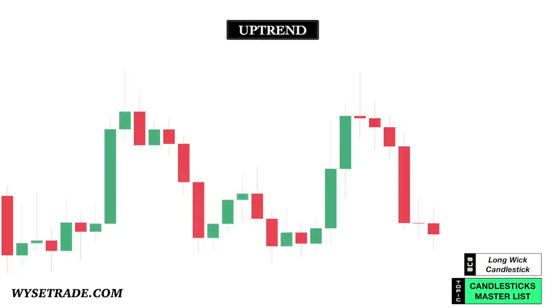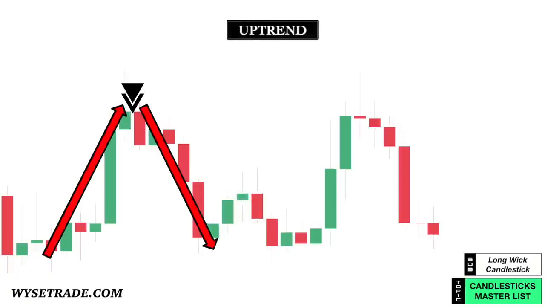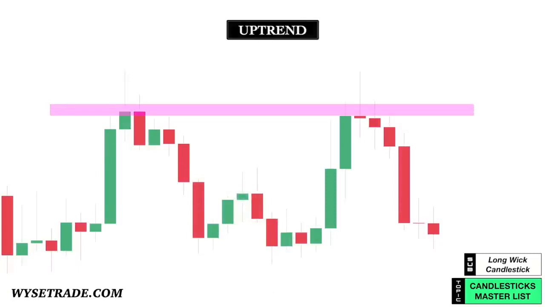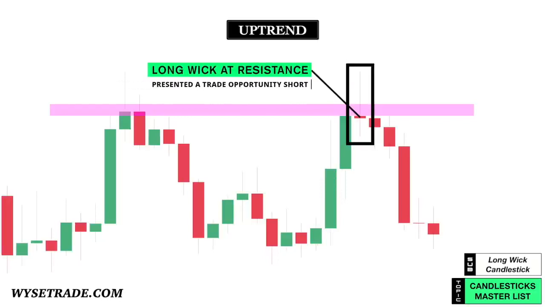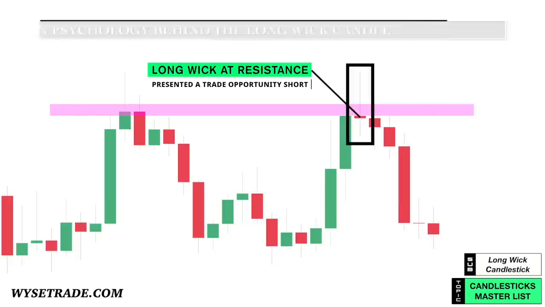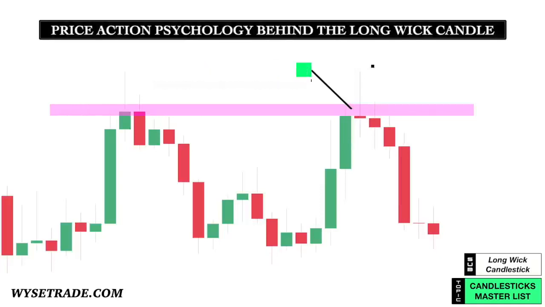Starting in an uptrend, first, price came up, hit and reversed, giving you your key level of resistance. As price came back up, you had a perfect long wick candle form right at the key level of resistance, which presented a trade opportunity short. So what is the price action psychology behind this pattern?